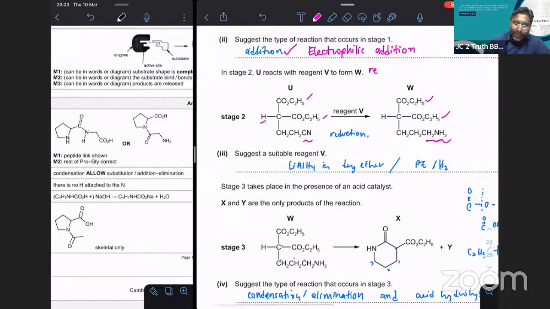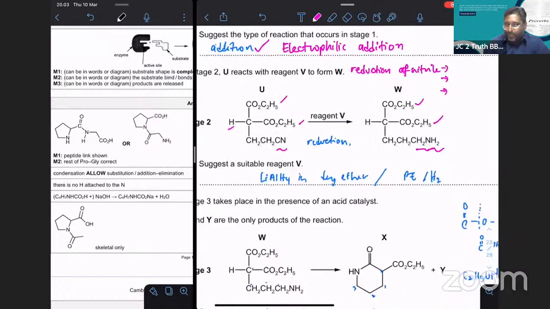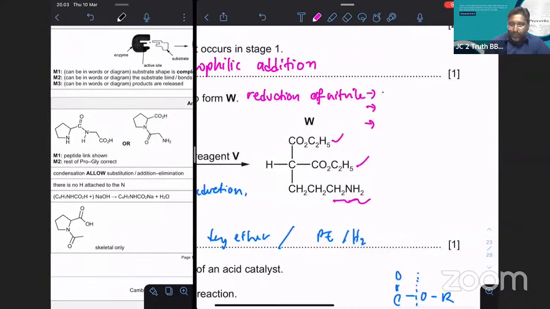Now, for reduction of nitrile, last time they used to have 3 conditions, but in your current syllabus they have removed one of the conditions. You can use LiAlH4 in dry ether. You can also use hydrogen with nickel catalyst, or hydrogen with platinum catalyst. Hydrogen with palladium also can.